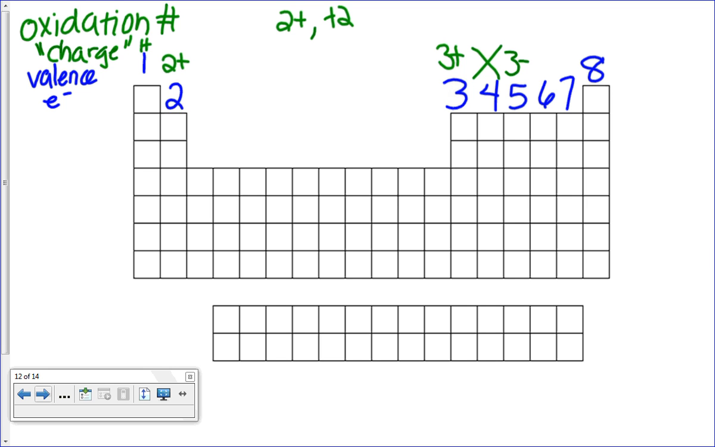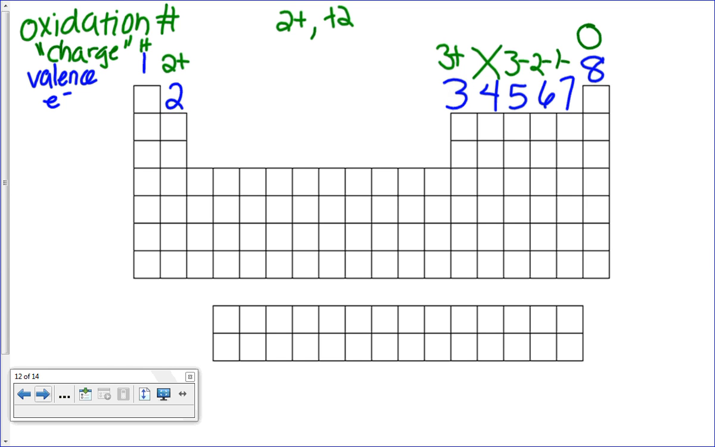So what about if they have 6 valence electrons? Beautiful. They're going to want to gain 2 electrons. 2 minus. And what do the noble gases do? Nothing. Beautiful. Very good.